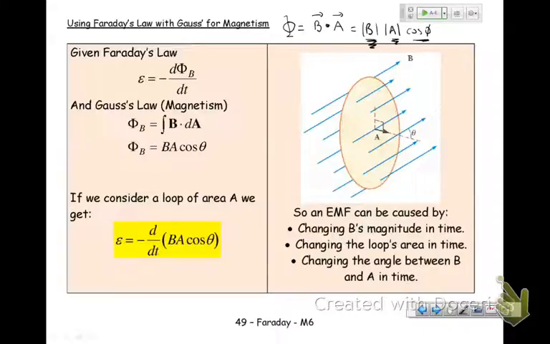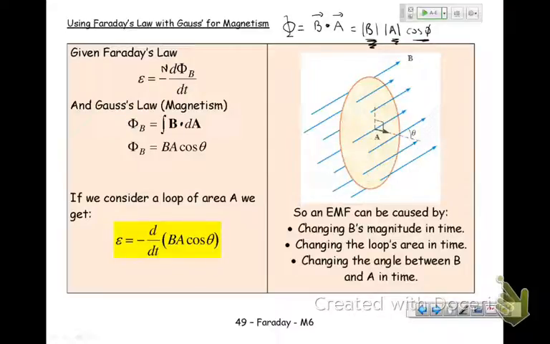So we've got to go back and recall that little bit about flux. We've got to remind ourselves. We say, if E is equal to minus N d phi B by dt, and we remember that, well, flux equals the integral of B dot dA, and that was B times A times the cosine of theta, yeah?